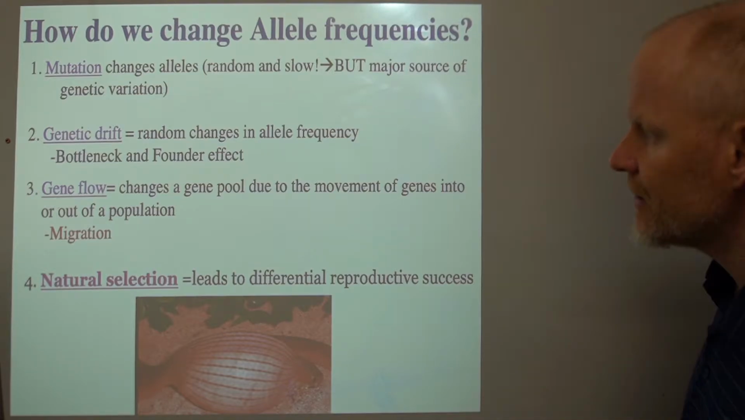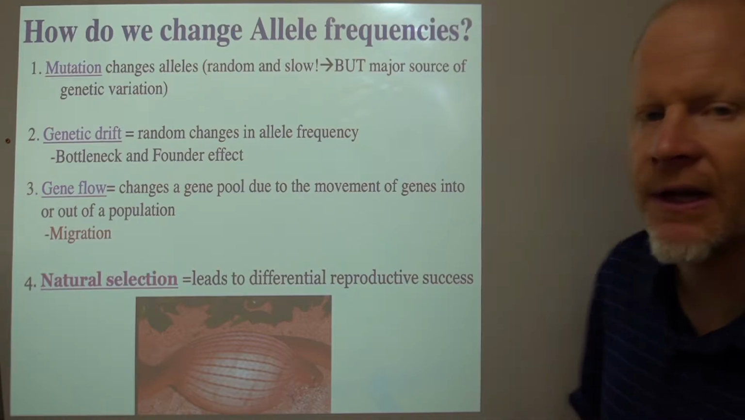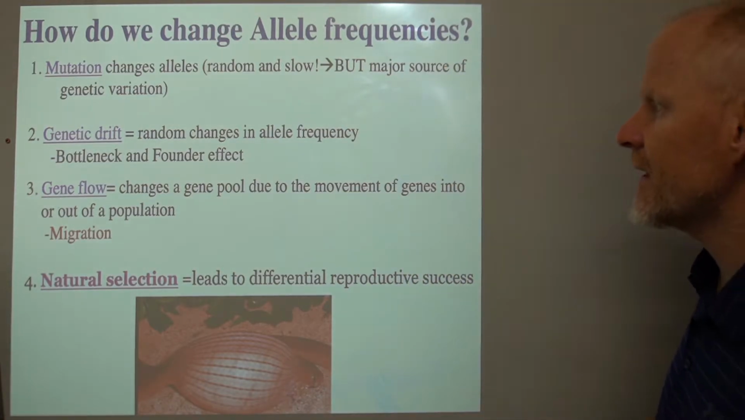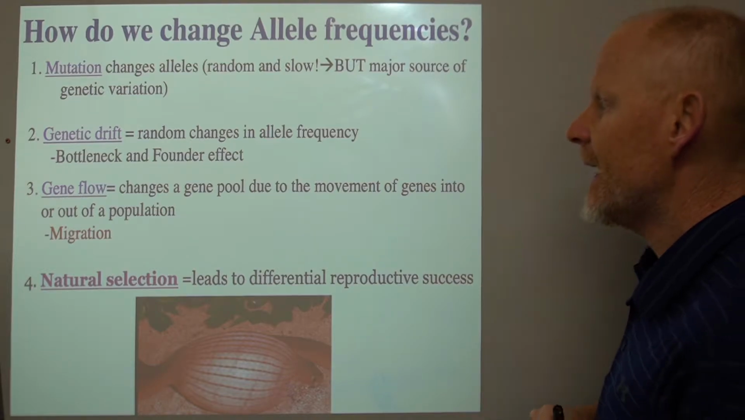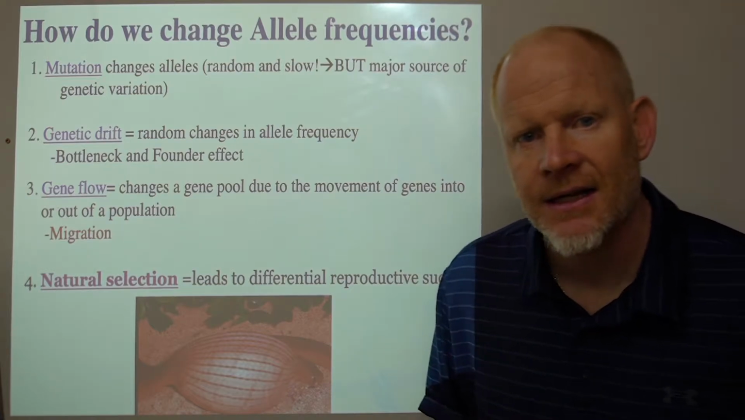There are a couple other ways we can do this. There's genetic drift and gene flow. And these really can radically change which alleles are there. Genetic drift is random change in allele frequency, and it can happen in a couple different ways, but here are 2 of the major ways: bottleneck and founder effect.